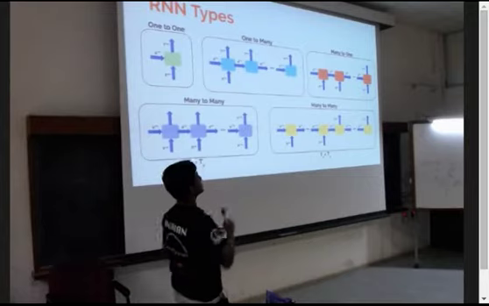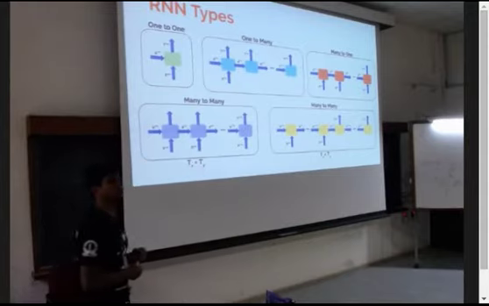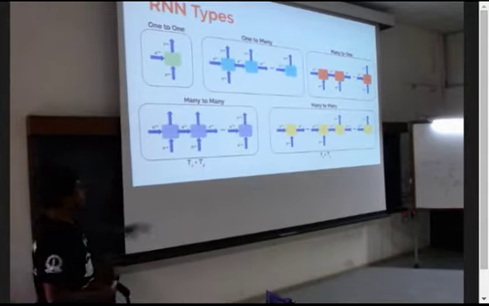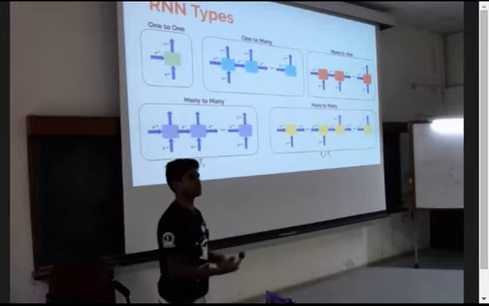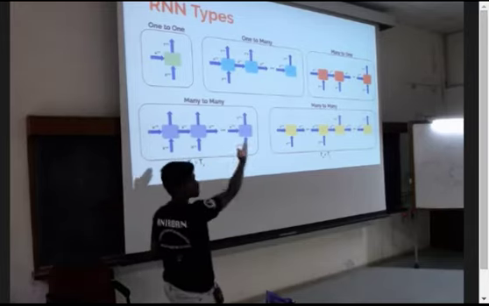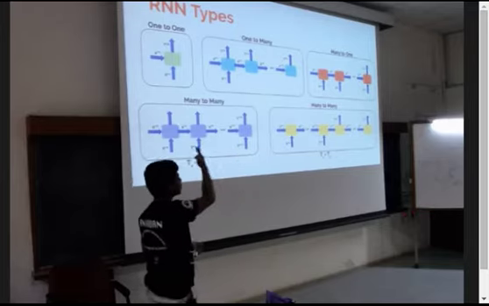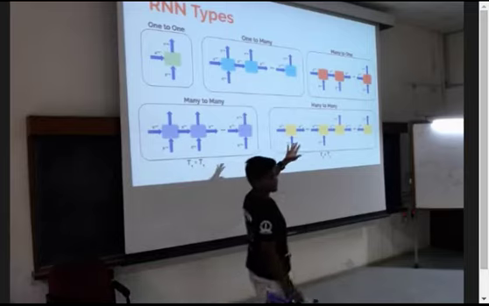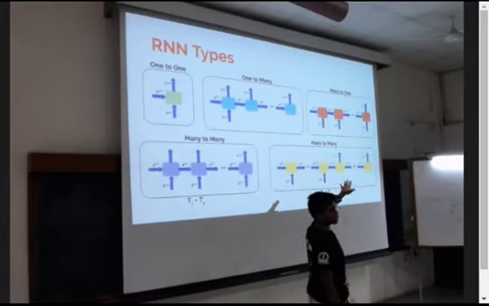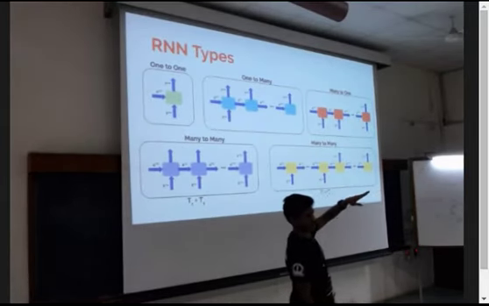Now, 1-to-many is suitable for the problems we mentioned, right? Music generation, where you have only one input, which is the genre of the music, and the output is a sequence of data, which is your music notes. For sentiment classification, you can use many-to-one because here the input is a sequence and the output is a number.